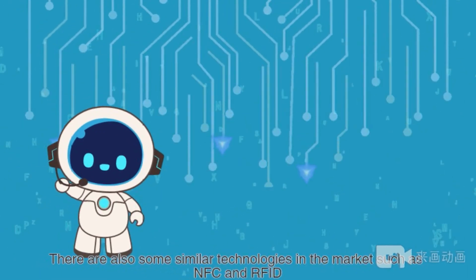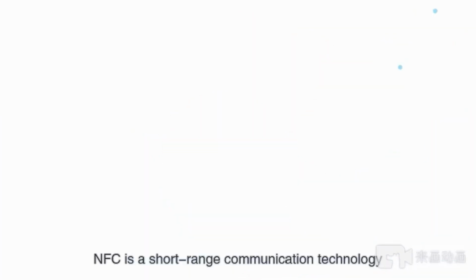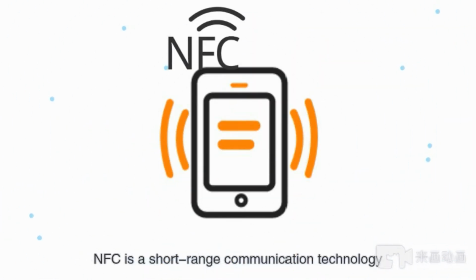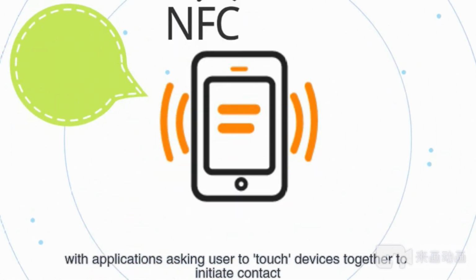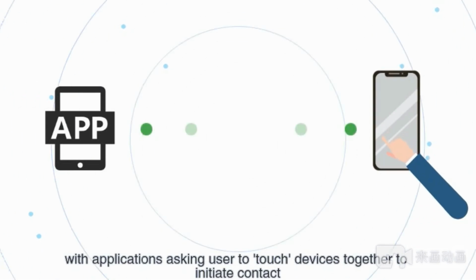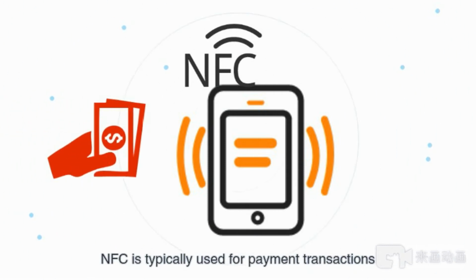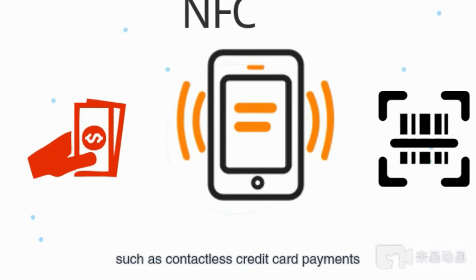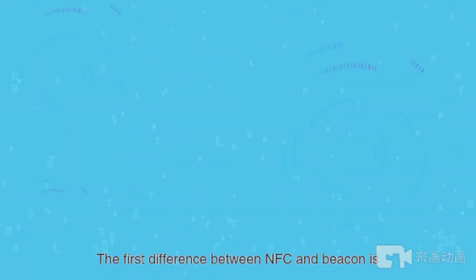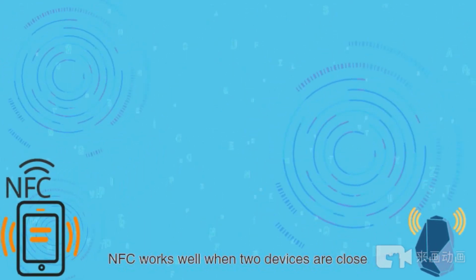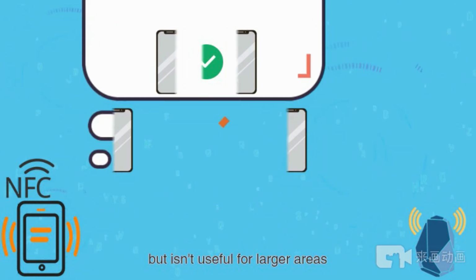There are also some similar technologies in the market such as NFC and RFID. NFC is a short-range communication technology that works best over a range of a few centimeters or less, with applications asking user to touch devices together to initiate contact. NFC is typically used for payment transactions such as contactless credit card payments or file sharing between phones that are in close proximity. The first difference between NFC and beacon is NFC works well when two devices are close, but isn't useful for larger areas.